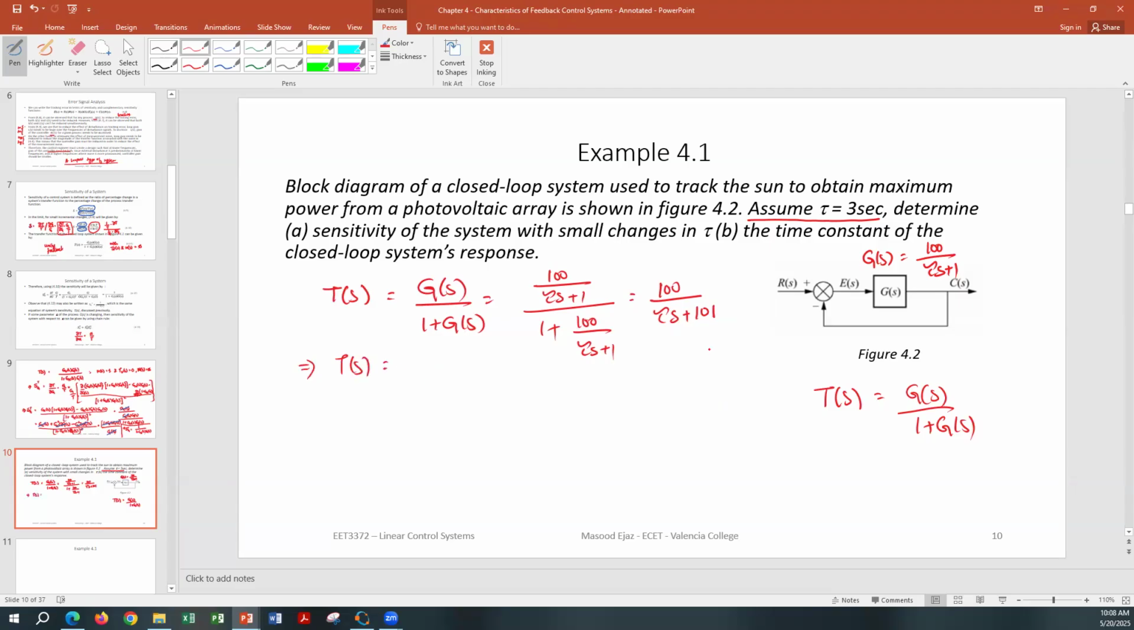To get rid of any coefficient associated with s in the denominator, we can divide the numerator and denominator by tau. And we can write down 100 over tau, over s plus 101 over tau. And remember, tau is 3 seconds, given to us, so we can always put tau equal to 3 seconds.